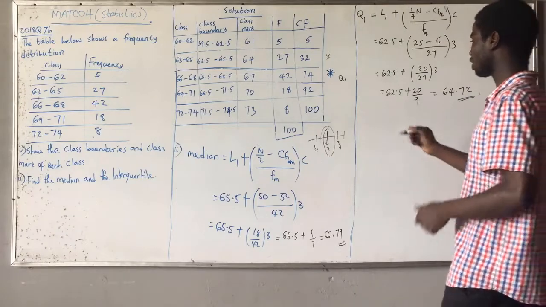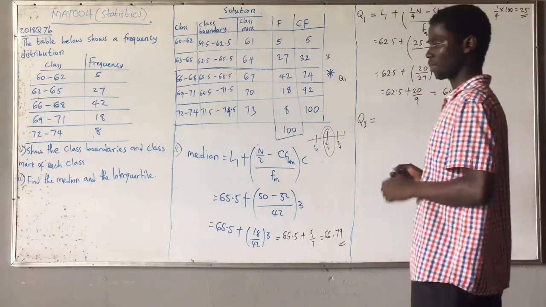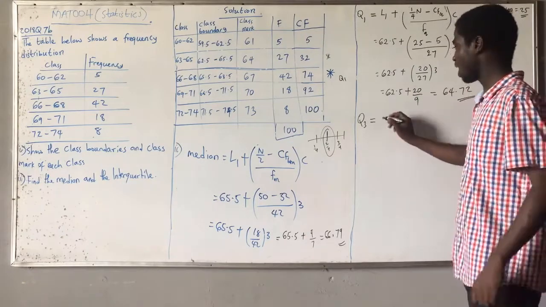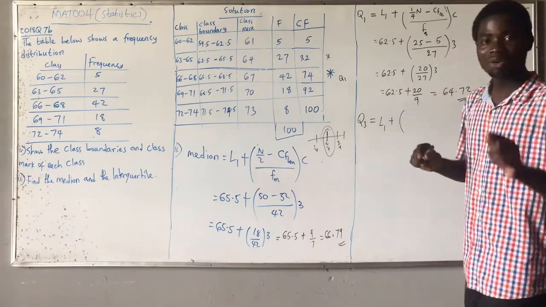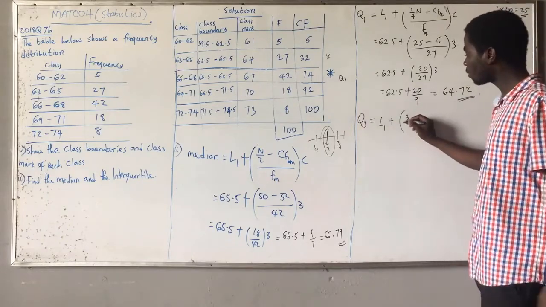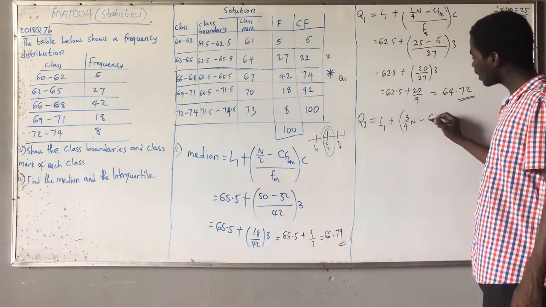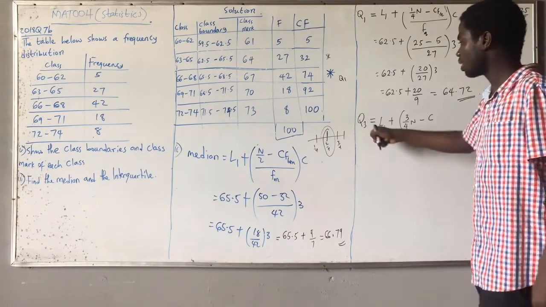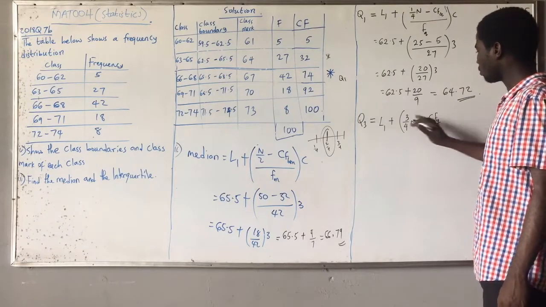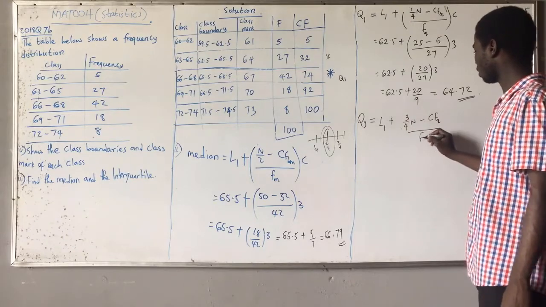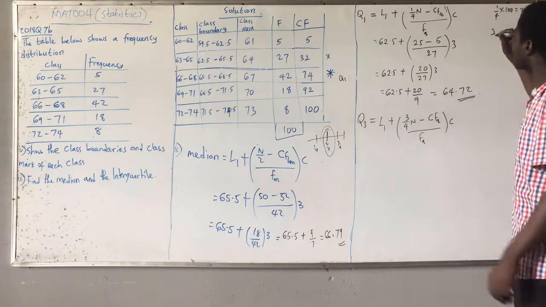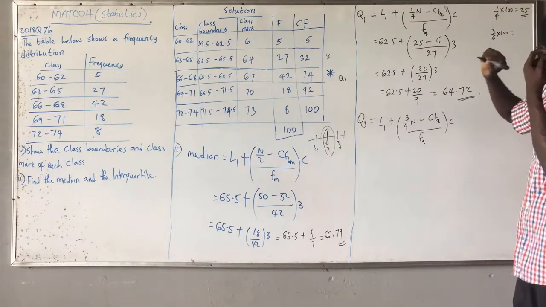Now the third quartile, Q3. Do you understand? The Q3 will be the same formula. L1 plus, now instead of N over 4, for the third quartile it is 3 over 4 N, minus cumulative frequency before the Q3 class, all over frequency of that class, times C. So now you will do 3 over 4 times 100, which is 75.